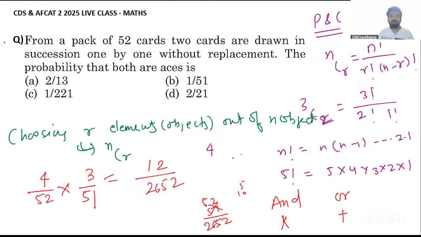From a pack of 52 cards, 2 cards are drawn. The probability that both are aces. I think it is correct. What is the answer? Now we need to cancel out 12 from 2652. Is it dividing or not? It might divide. Let me divide 2652 by 12. So it will be 221. The probability will be 1 upon 221.